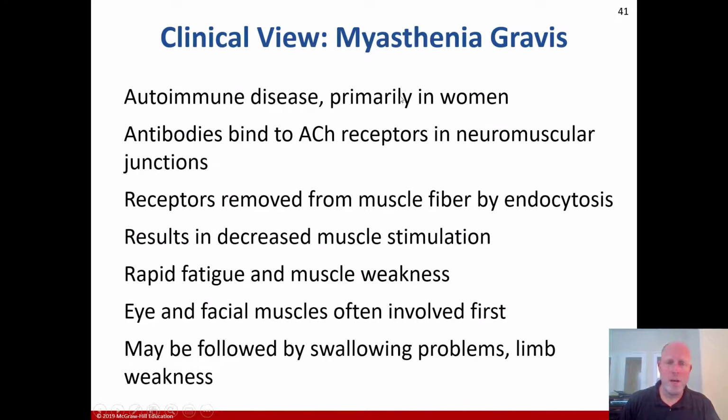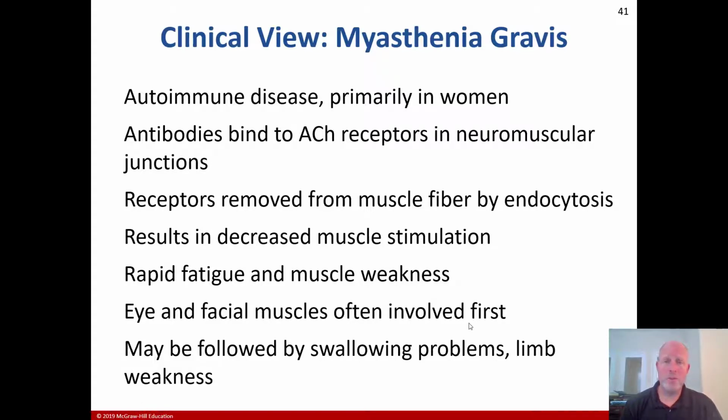From a clinical view, myasthenia gravis is an autoimmune disease. It's primarily in women. Antibodies bind to the acetylcholine receptors at neuromuscular junctions. These receptors are removed from the muscle fiber by endocytosis, resulting in decreased muscle stimulation with rapid fatigue and muscle weakness.